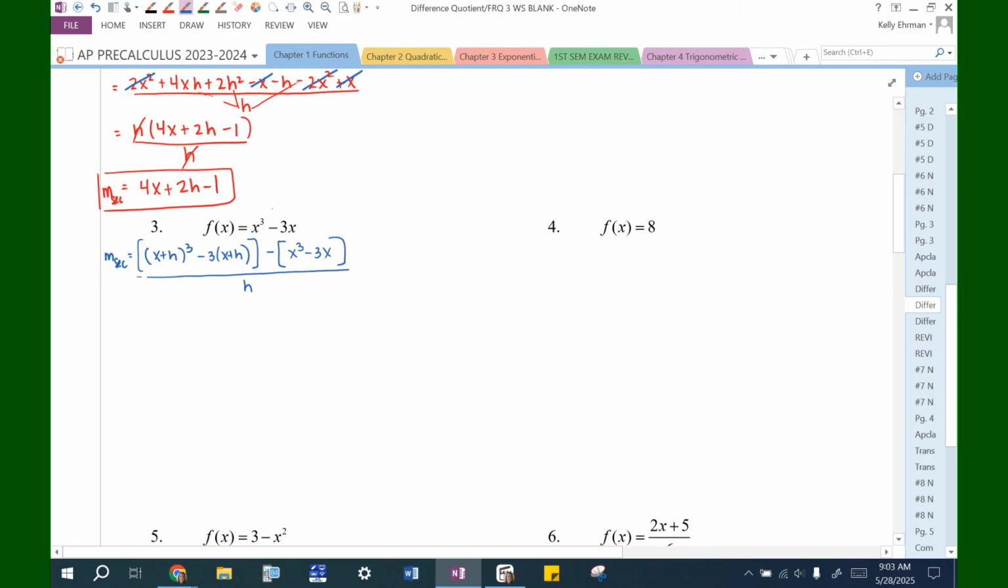Now, cubing a binomial, you can go ahead and FOIL it out times itself 3 times, or there is a shortcut to this. I can't remember if we talked about this in the notes or not, but there's something called Pascal's triangle.